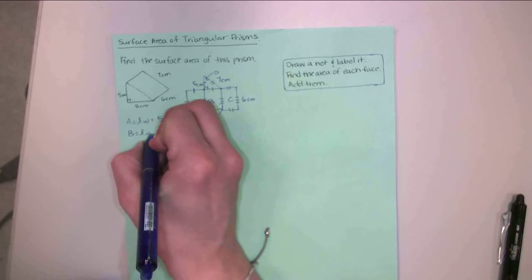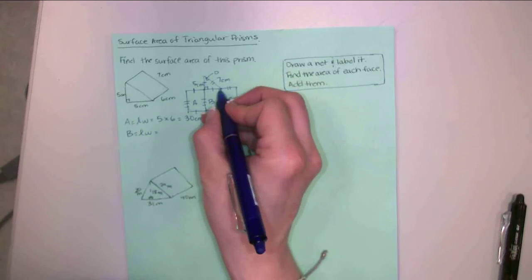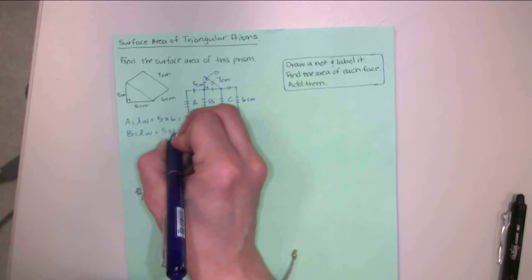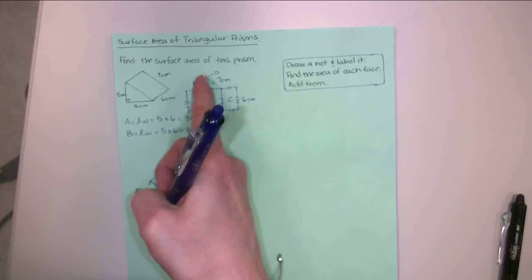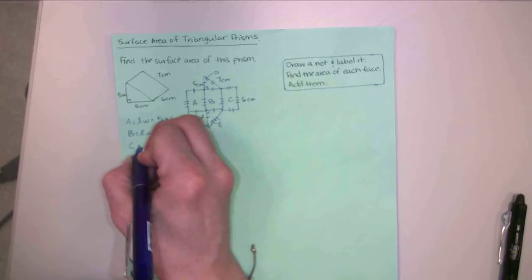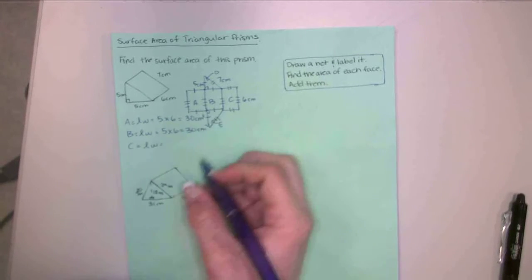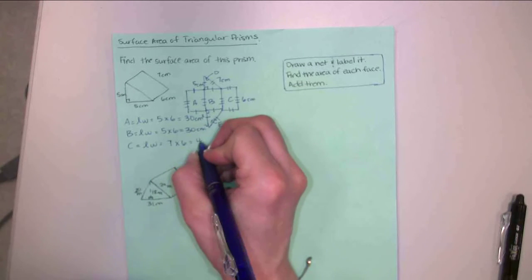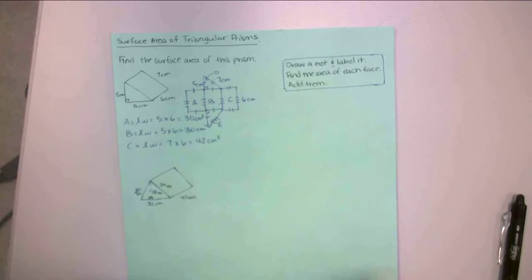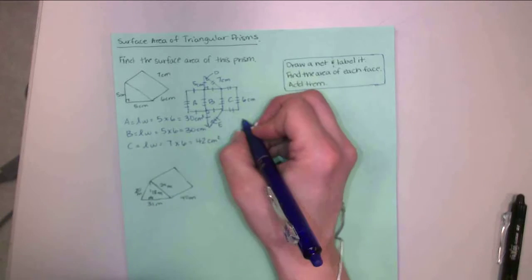Rectangle B, again, we have to use length times width. It's going to be 5 again by 6, which is 30 centimeters squared. So since 2 of my sides of my triangle are the same, 2 of my rectangles will be the same. C, I have 7 by 6, which is 42. So I have my 3 rectangles, and then I will find my triangles.